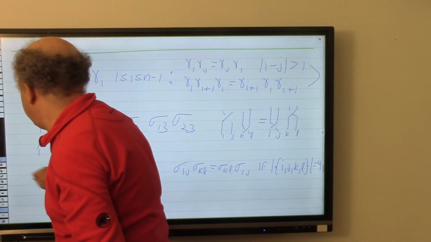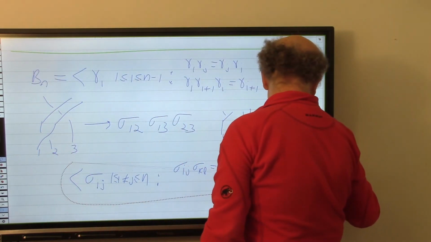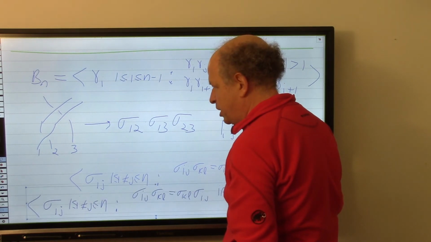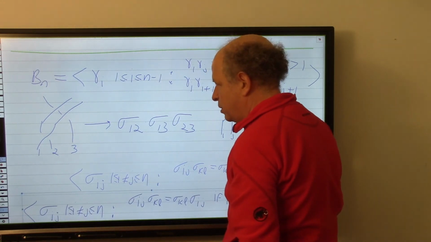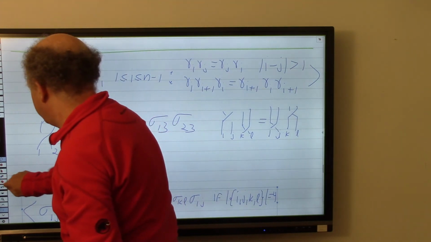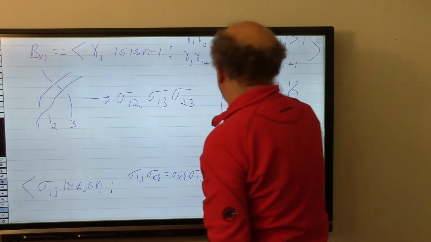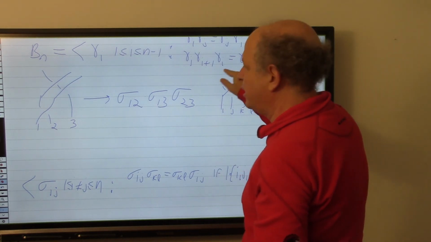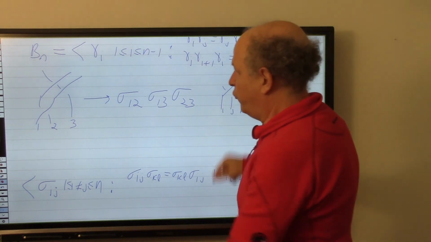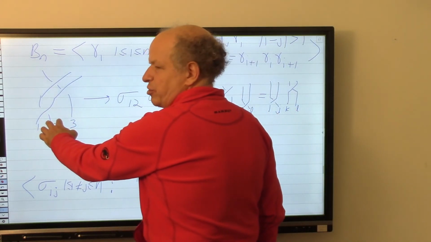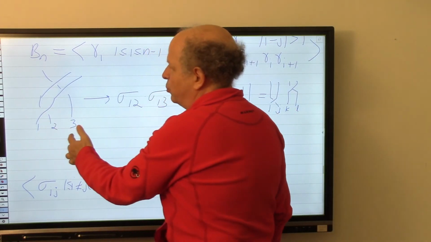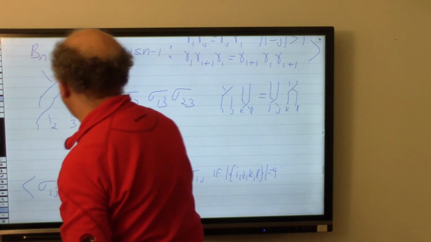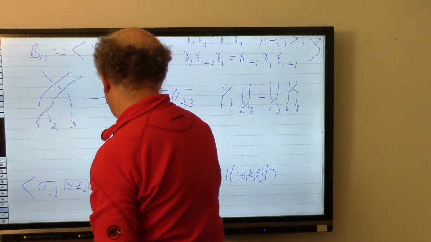And let me make more space. Actually, let me make more space also above. So then there is the other relation. So this relation was Reidemeister 3. Fortunately, I have the left-hand side of Reidemeister 3 already here. So all I need to do is to write the right-hand side. So the right-hand side is this.